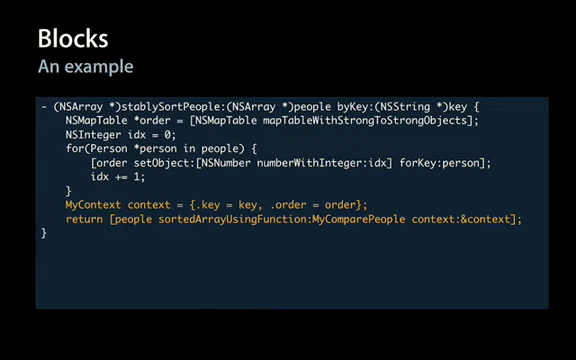And to sort the array, we're going to pass in a myComparePeople function. Now that's a function pointer. And our myComparePeople function needs to know how we're sorting, for example, by first name or by last name. And it also needs to know the original order of the object so that it can do a stable sort. To do this, we use this context parameter that we need to pass out of line.